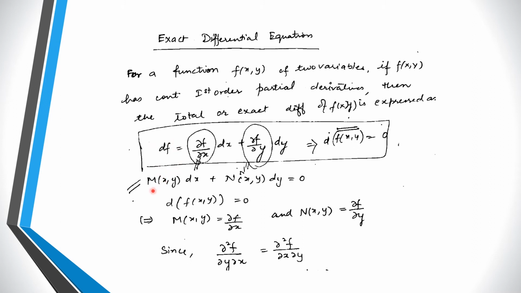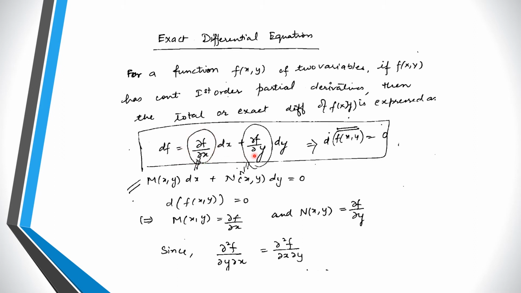Now let's suppose we are given an equation of first order in this form, some function of x, y into dx plus some function of x, y into dy equal to 0, and we have to solve this equation using the exact differential equation method. So after comparing these two, the coefficient of dx is here M, and when you compare this term with this, if this equation is exact, it means M should be equal to the partial derivative of f with respect to x.